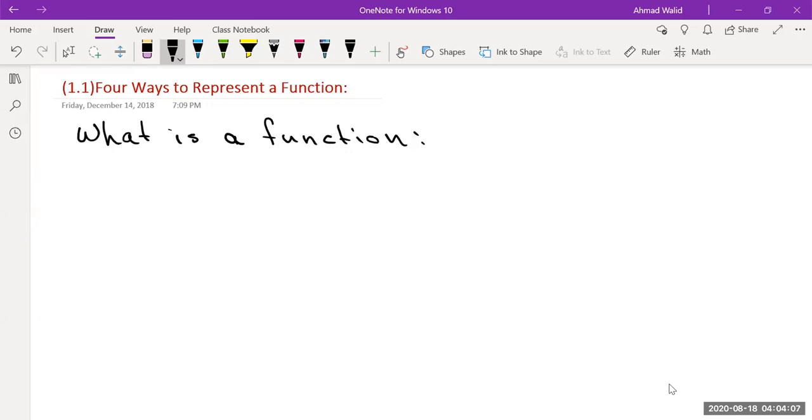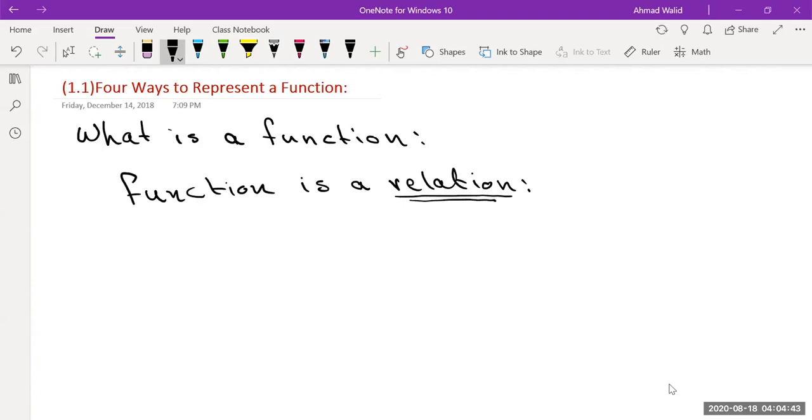What is a function? In one sentence, or in a very easy way to explain, you can say a function is a relation. This is a very basic, very simple, and even I can say incomplete definition for a function. Function is a relation. This word is really important. Function is a relation. Now, maybe you ask, what is a relation?